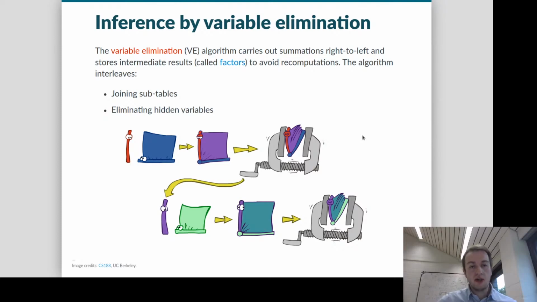Okay. So the algorithm that we would obtain if we implement this idea is known as inference by variable elimination. It is based on the idea that we carry out the sums from the right to the left, instead of doing it in the opposite direction from the left to the right, and we store intermediate results that we call factors to avoid recomputations. We interleave two steps: joining tables and then eliminating hidden variables.